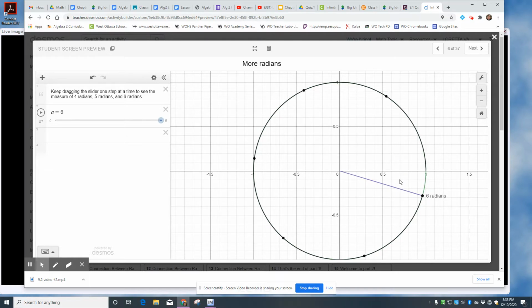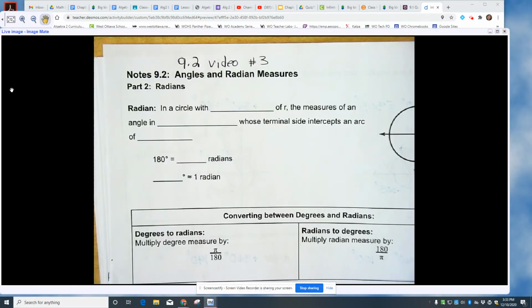All the way around the circle is 360 degrees. All the way around the circle is going to be a little more than 6 radians. Now radians, let me go back here, we relate radians to the radius of this circle. That will make more sense when we get into the lesson here. So let's go to our notes.